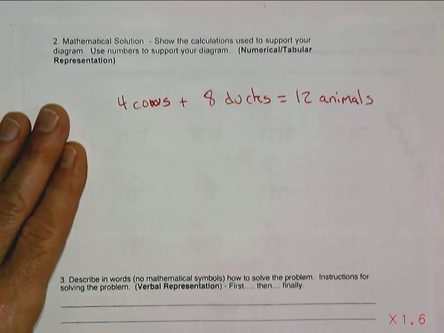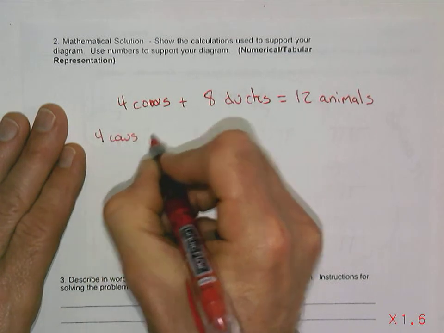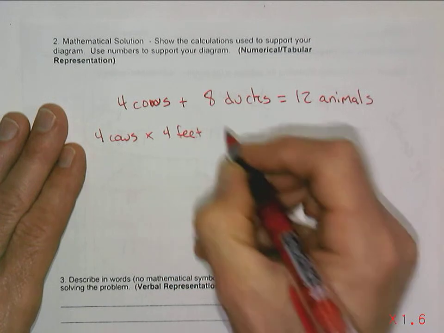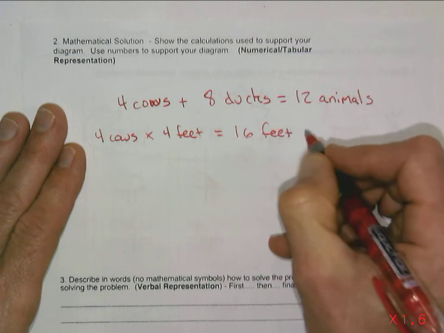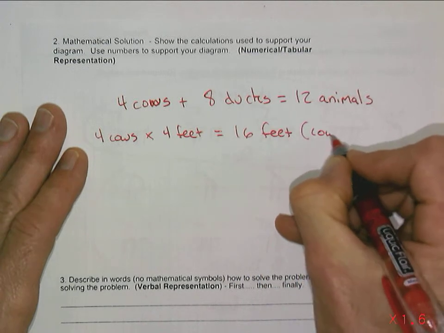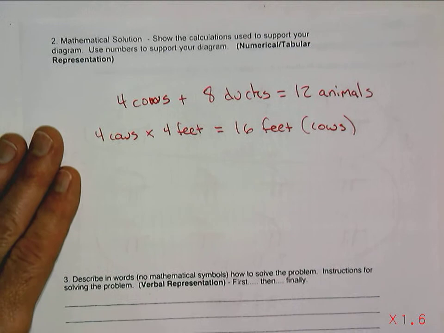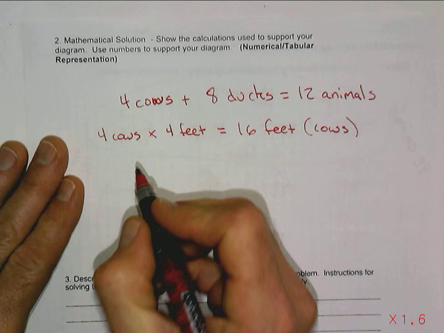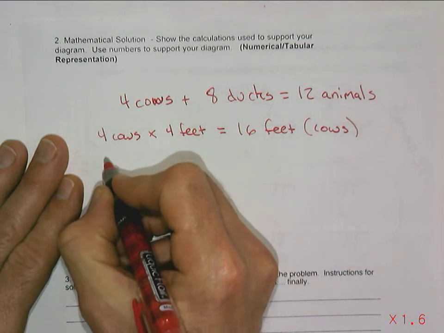So we wanted to have that. We also know for the cows, 4 cows times 4 feet on each cow equals 16 feet for the cows. These are cows' feet now. So again, we're just now using the mathematics to show it mathematically. We did it with an illustration on the front. Now we're using this to show the math.